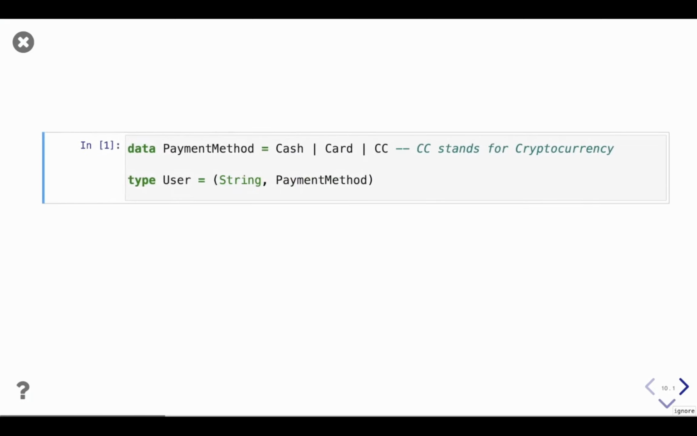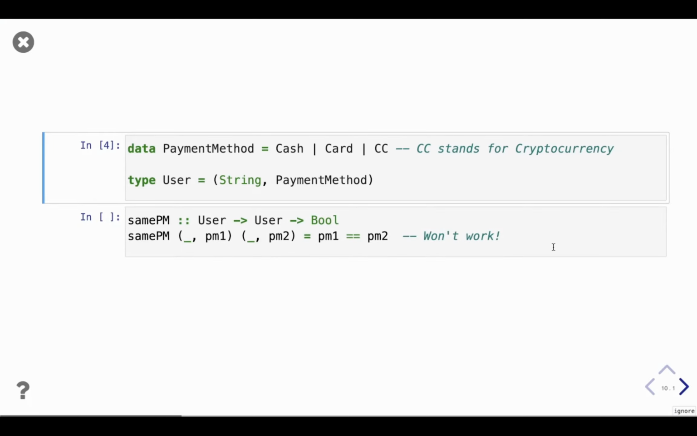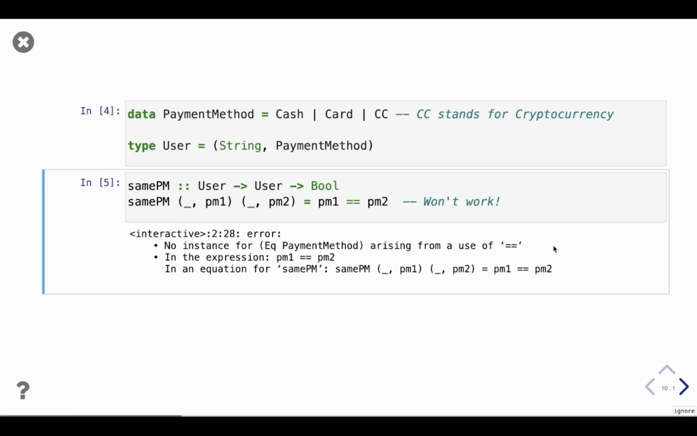So we have the data type PaymentMethod that can have the value either Cash or Card or CC, standing for cryptocurrency. Then we create a type synonym User that contains the string that identifies our user in some way and the payment method that user uses. And if we want, for example, to check if two users have the same payment method, we could write a function like this one. But if we try to run this cell, we see that the compiler won't let us use this code. And it tells us why.